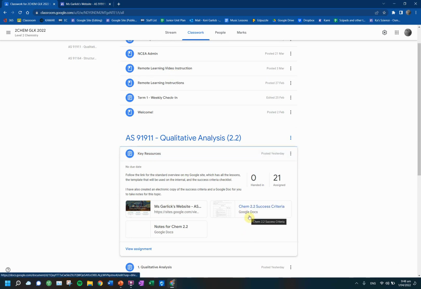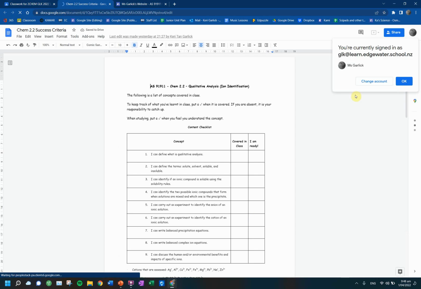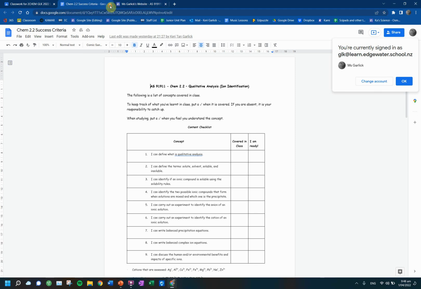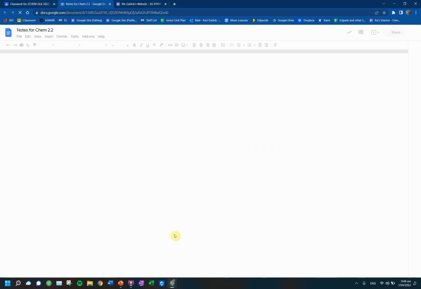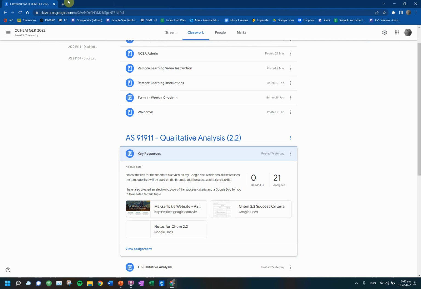I've given you guys a copy of the checklist online. I'll pass out a paper copy as well, but if you want to go through and tick off here, I'm happy for that. And the last thing on the key resources is a Google Doc for you guys to write your notes for this 2.2 ion identification. So if you're doing your notes online, I already made a Google Doc for you to write your notes in. It's helpful for me to see it so that I can check it and give any feedback if I notice there's a mistake somewhere. Cool? All right, just making sure you guys know where everything is.